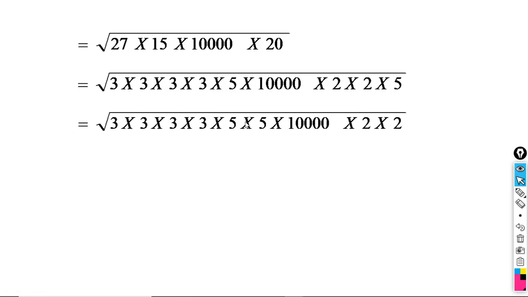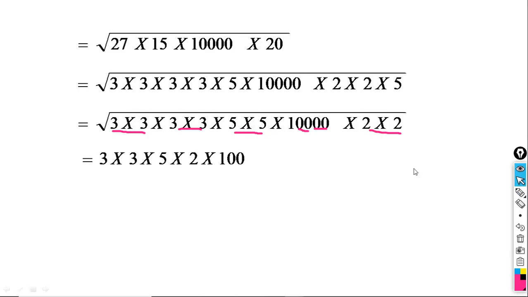By combining them, we will get here few pairs will be completed. 1, 2 pair of a 3, 1 pair of a 5 and 1 pair of a 2 is complete, and this 10,000 it will become 100 when you solve the square root. So after solving this, we get this value. By multiplying we get 9000 centimeter square.